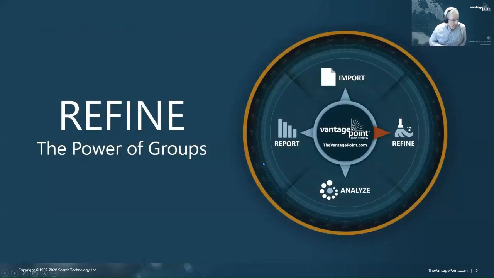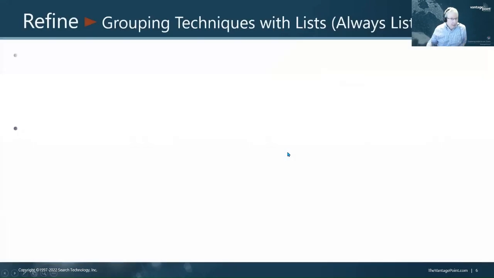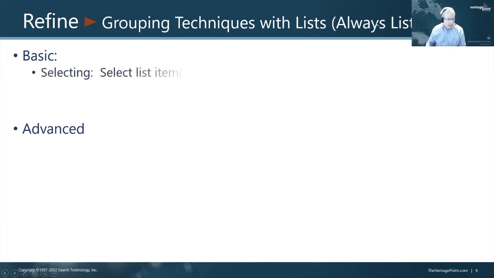So grouping is built around the capabilities under the Refine tab. And I'm going to talk about some basic capabilities and then explore some advanced capabilities. And grouping techniques are with lists, always lists. This is obvious to a lot of you, but maybe some of you who are new to the platform, just keep that in mind.